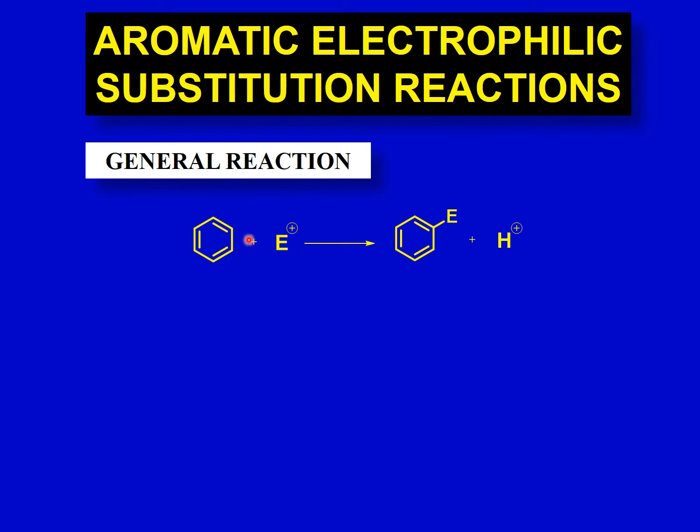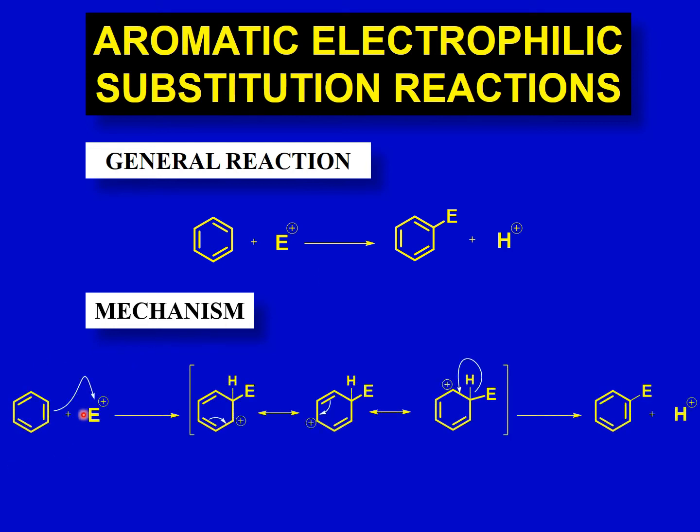So what it does is that it reacts with the aromatic ring through the pi electrons of the aromatic ring, and as you can see here that a proton or a hydrogen ion has been replaced by the electrophile and it gets attached to one of the carbon atoms on the aromatic ring. Let's see the general mechanism for this electrophilic substitution reaction on benzene ring.